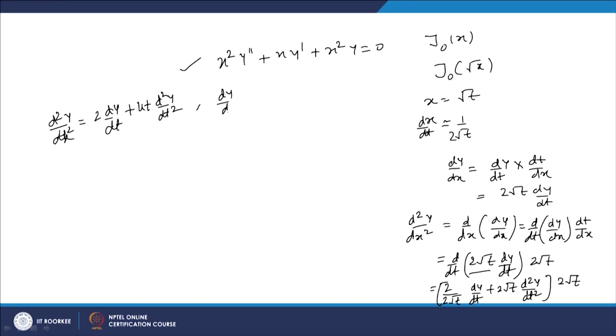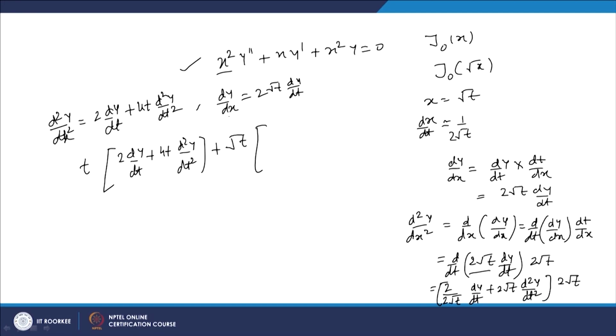And dy by dx is what? dy by dx is, we have already, 2 root t dy by dt. So let us use this value, since x square is t only. So, 2 dy by dt plus 4 t d2y by dt square, plus x, which is our root t, times 2 root t dy by dt, plus x square, which is again t, y equal to 0.